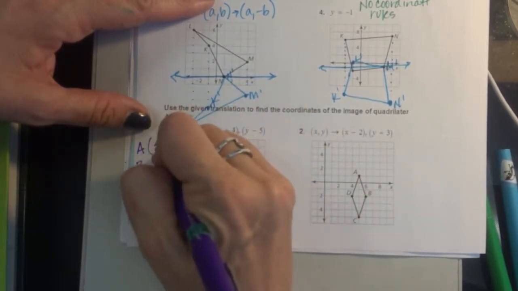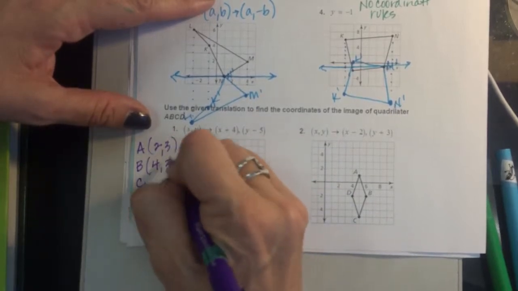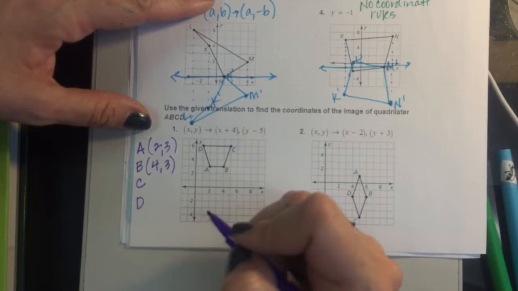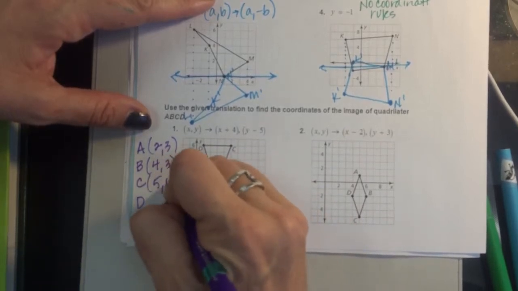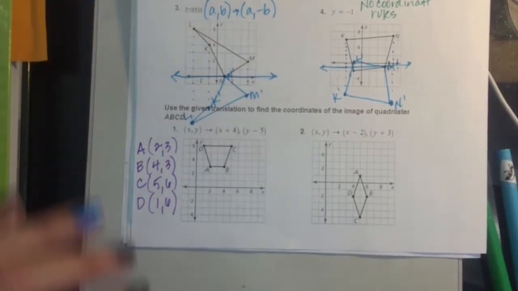You've got to identify what they are. A is at 2 and 3. B is at 4 and 3. C is at 5 and 6. And D is at 1 and 6. And then we have to go do the translation.